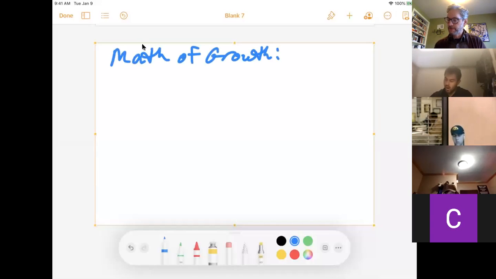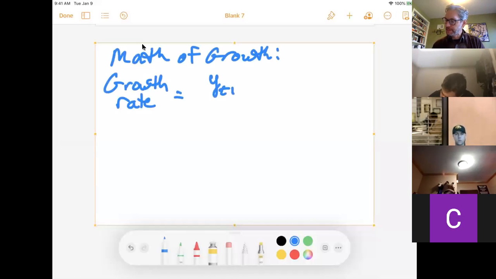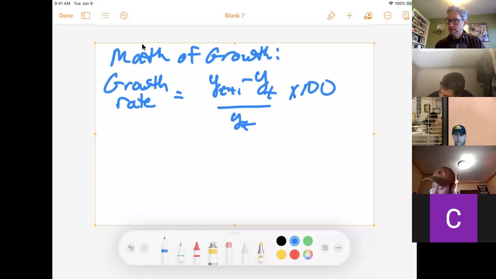Okay. So yesterday we talked about a growth rate. And really, a growth rate is just the percentage change in GDP. So you take the new observation, this is Y_{t+1}, it's a little hard to read, minus Y_t, divided by Y_t. In other words, the new observation minus the old observation divided by the old observation, multiply that by 100, and that's how you get a growth rate.